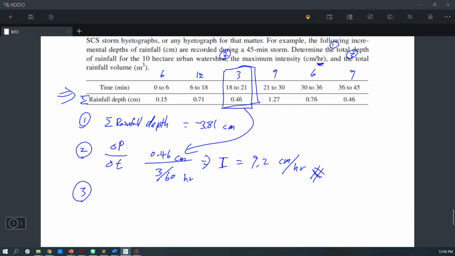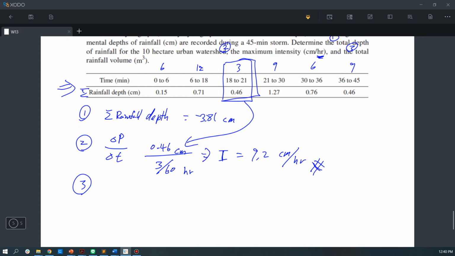So for the third problem, we want to calculate total rainfall volume. That is also straightforward. You just need to multiply the depth by the area of this region. So the total rainfall depth is 3.81 centimeter as we calculated in the first sub problem. And we want to express it in the units of meter, so it's 0.0381 meter.